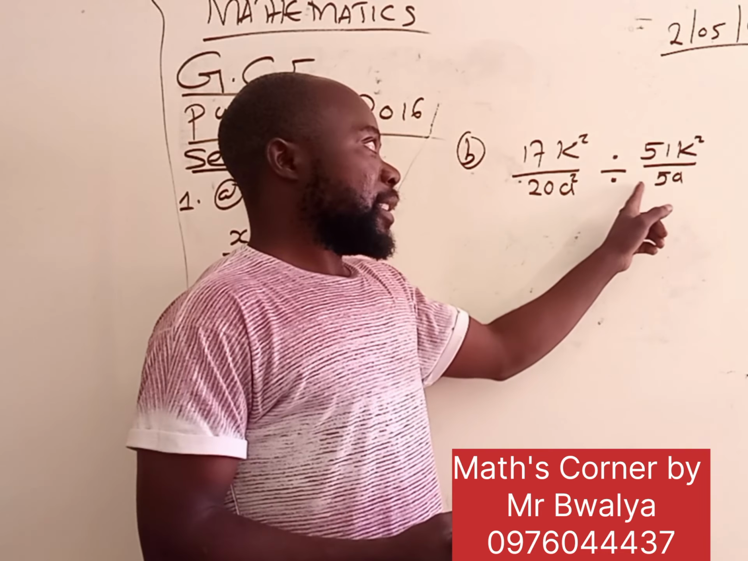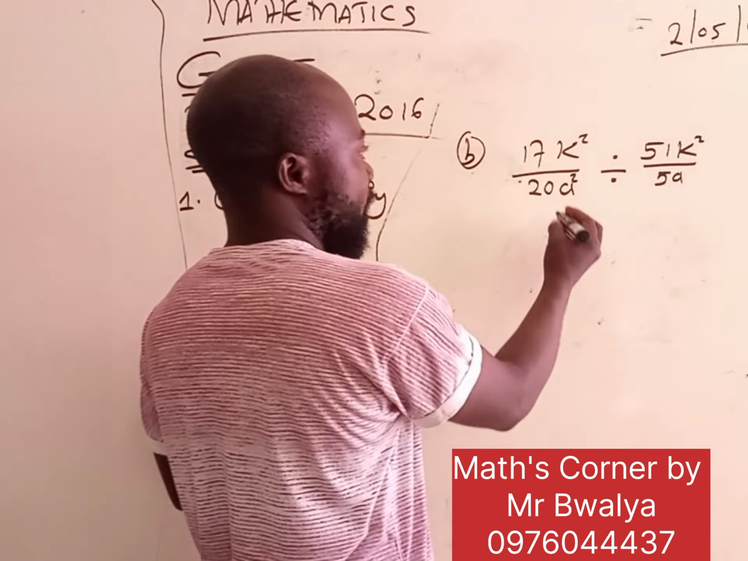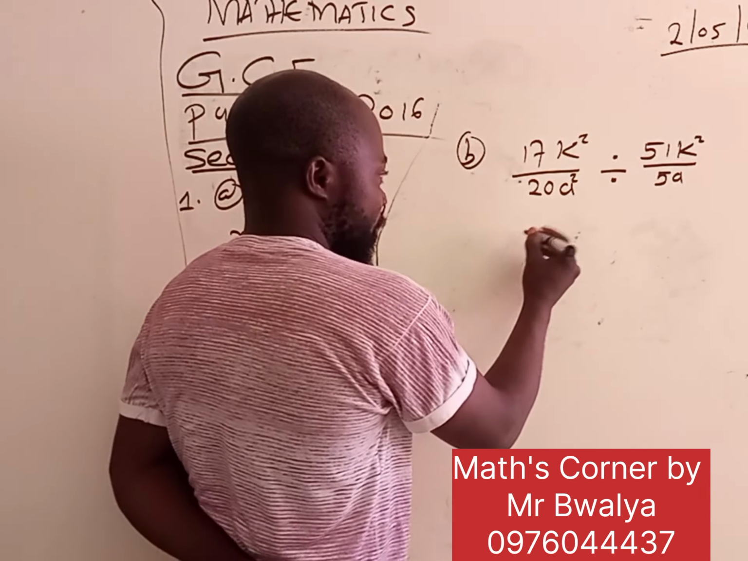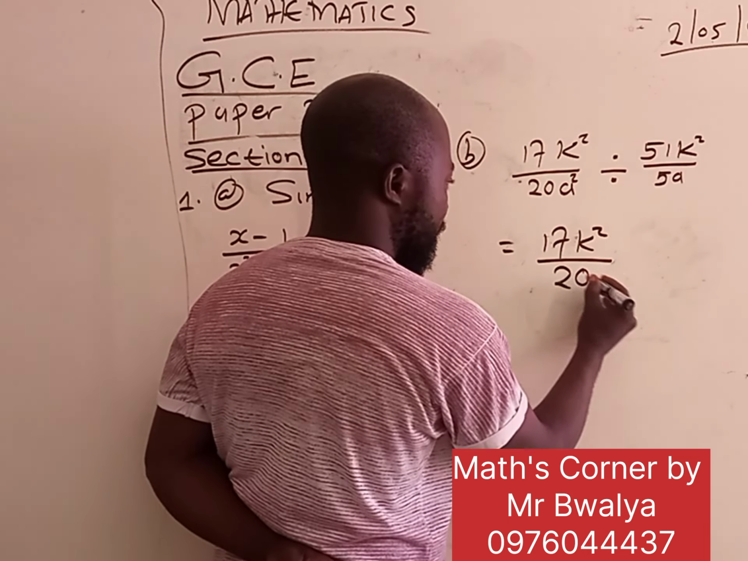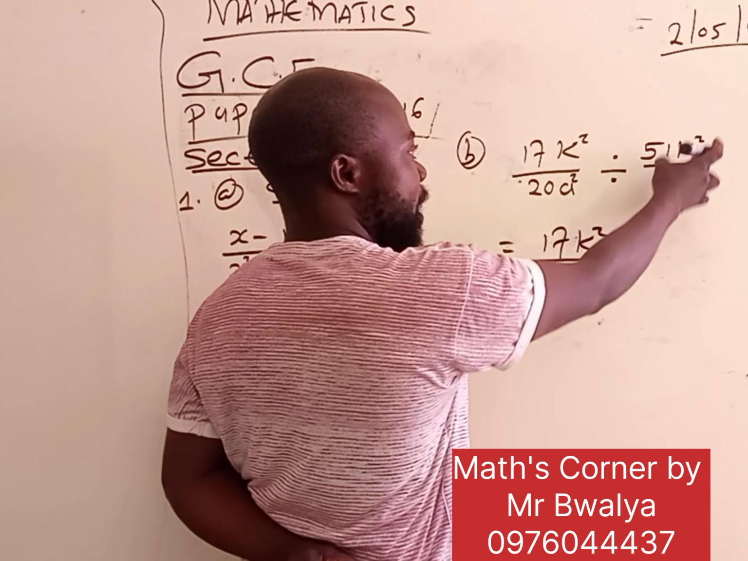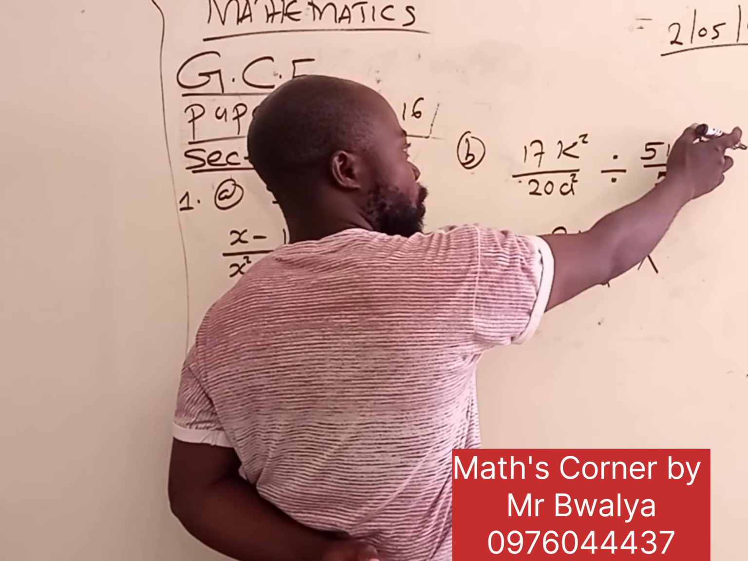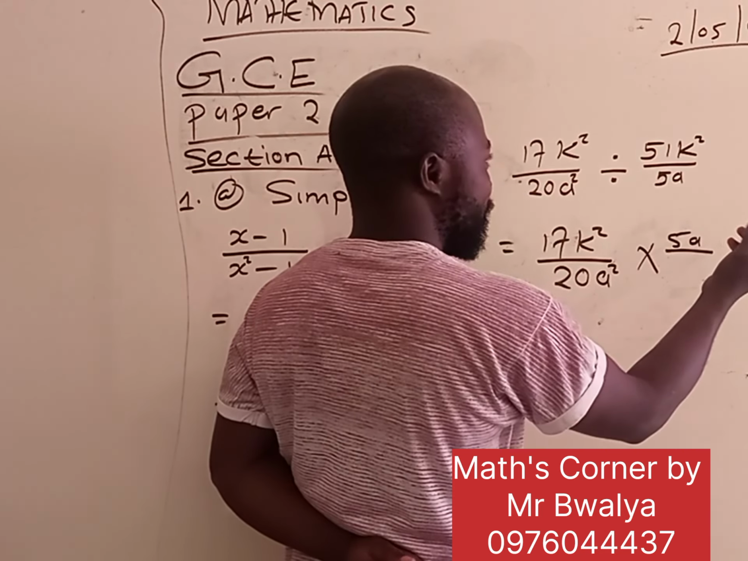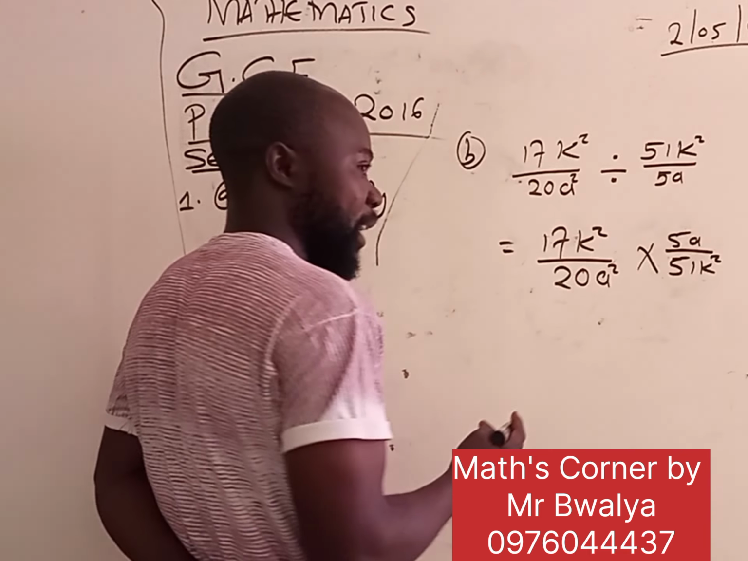17k squared divided over 5a. Here, we just maintain this one the way it is, because we cannot go straight and do the calculations. We need to change the sign. So we say 17k squared over 20a squared. For us to work out with the reciprocal of 51k squared over 5a, we are going to change the sign to multiplication. Therefore, the 5a will go on top as the numerator, then 51k squared goes down as the denominator.